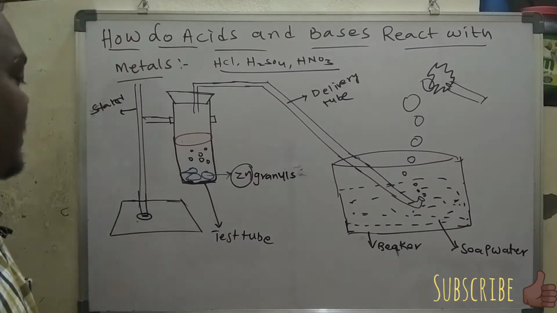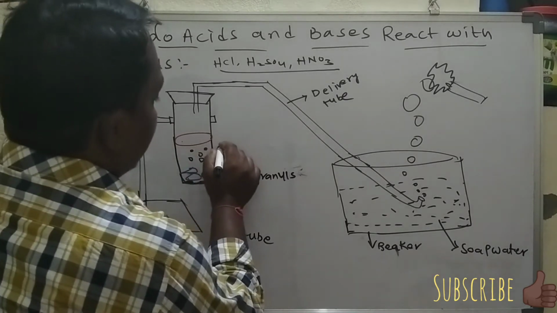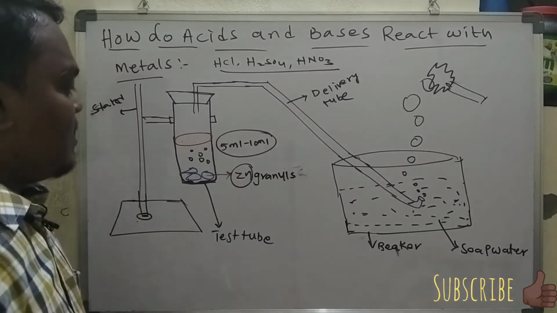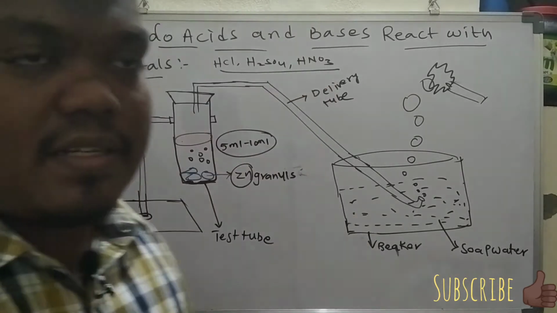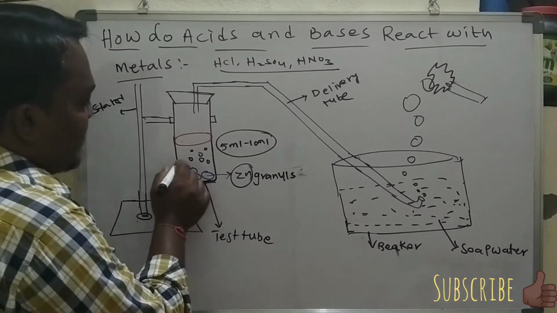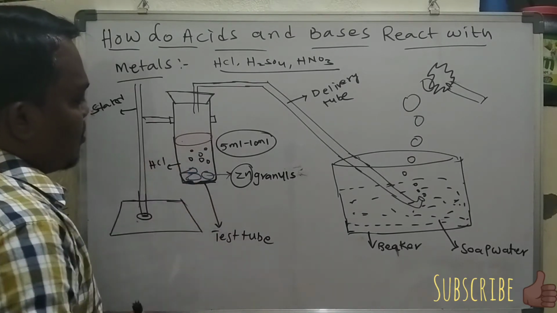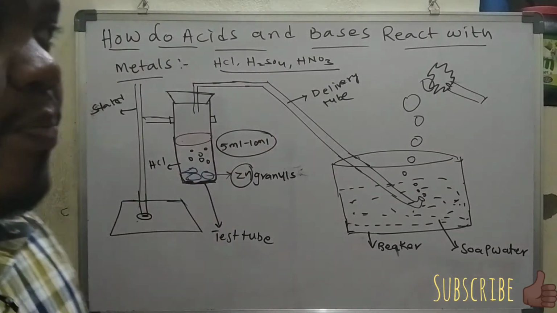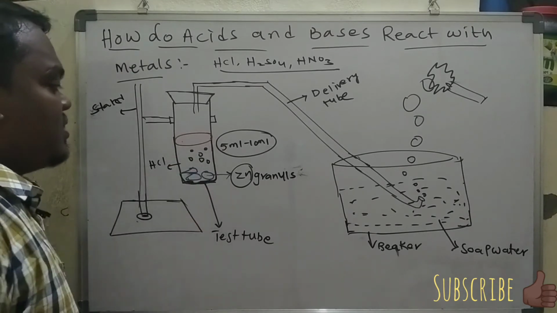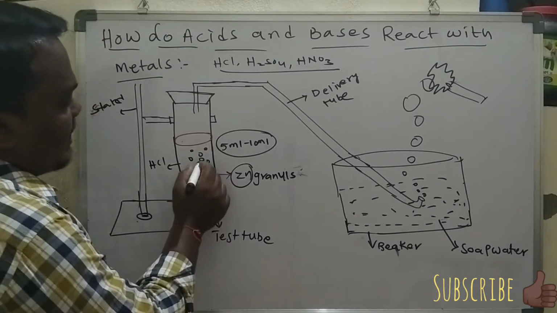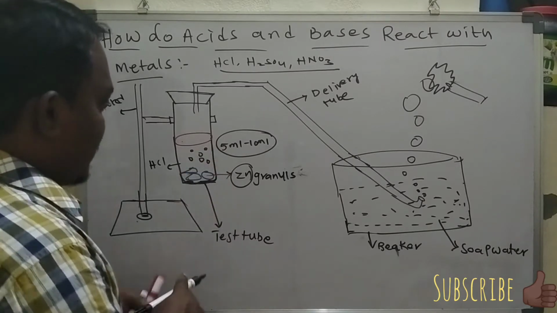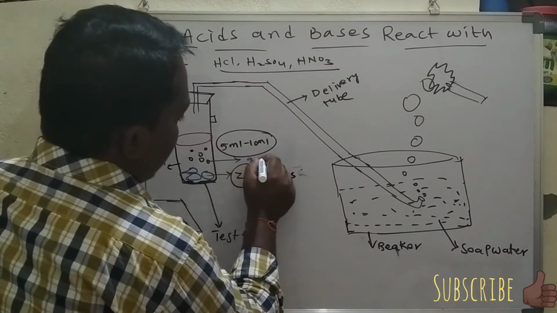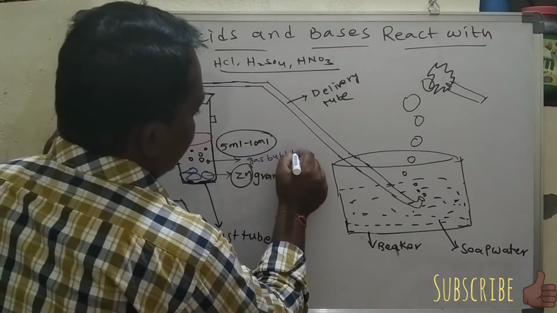Now see what I am going to take. Take 5 ml to approximately 10 ml of the acid here. Now I am taking HCl, that is hydrochloric acid, along with the zinc granules. As soon as HCl is added to the zinc granules, we get gas bubbles.